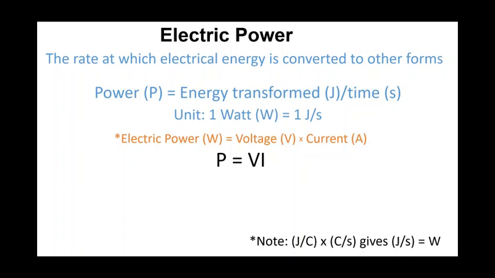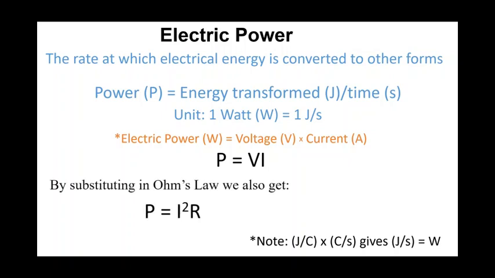a watt. If we use Ohm's law, we can come up with a couple of other forms of this equation. If we substitute in for V, I times R, we get power is equal to I squared times R. And if we substitute in for I, V divided by R, we get power is equal to V squared over R. So these are 3 slightly different ways in which we could calculate power.